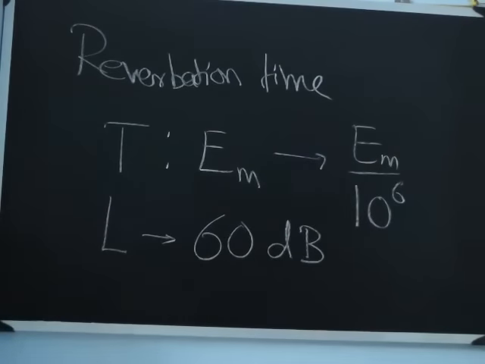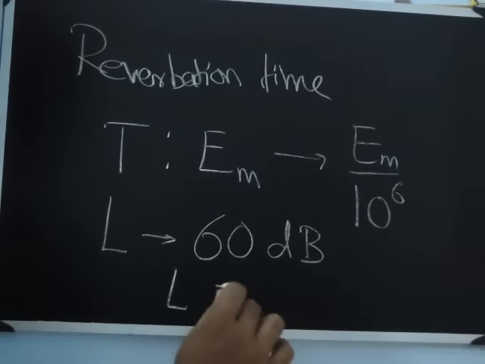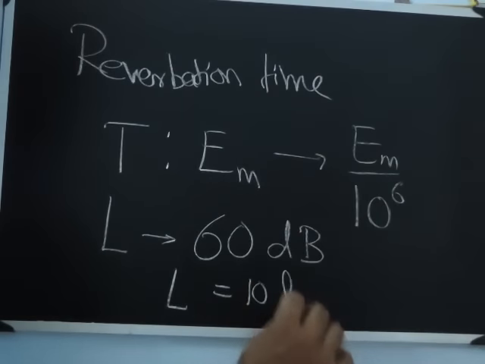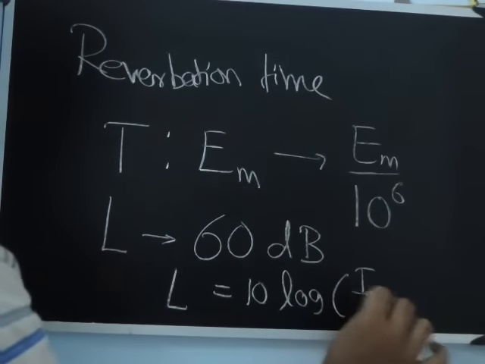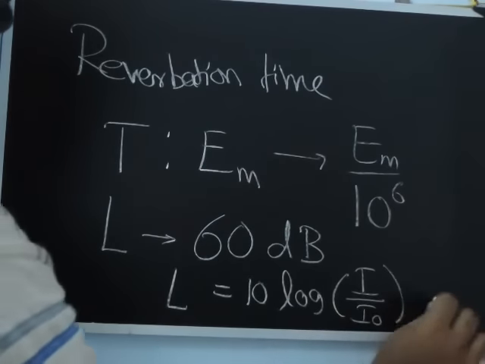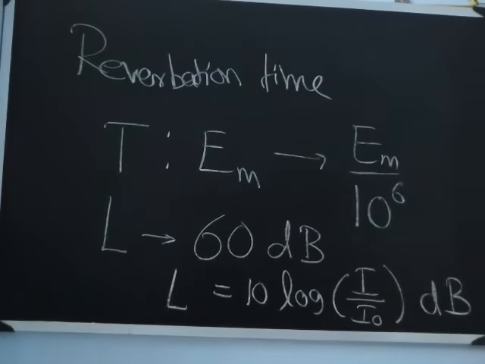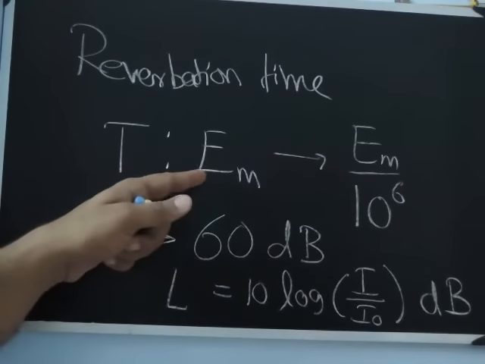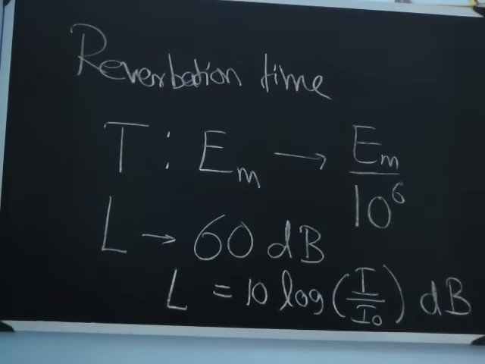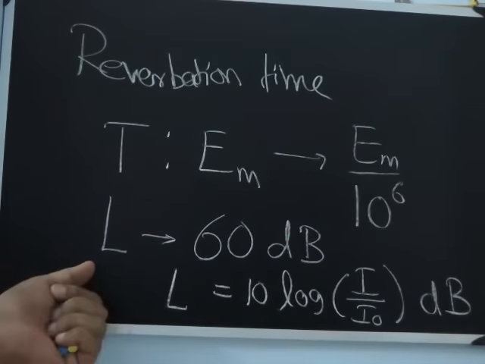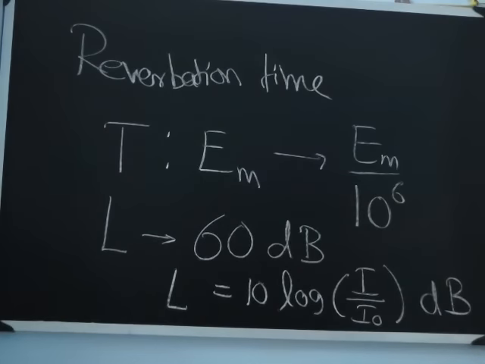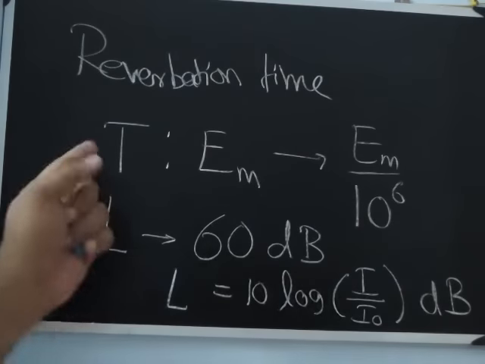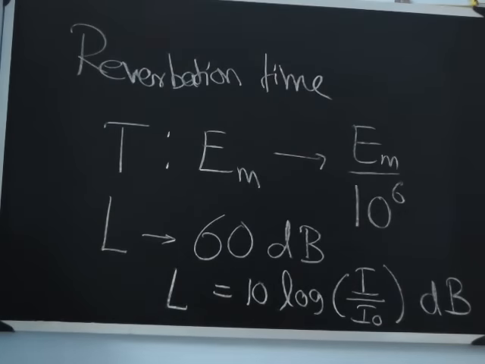So if you calculate this, sound intensity level is given as 10 log of I by I naught in terms of decibels. If the intensity drops to 1 millionth, the sound intensity level will drop by 60 decibels. For example, if the hall has a 100 decibel sound level, the time it takes for the sound level to drop by 60 decibels will be called reverberation time.